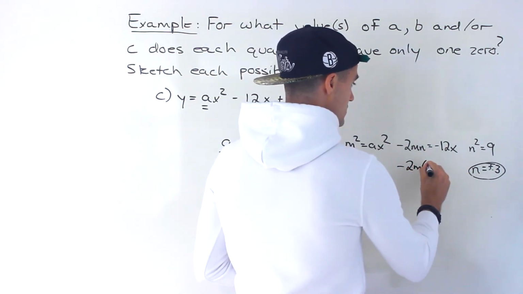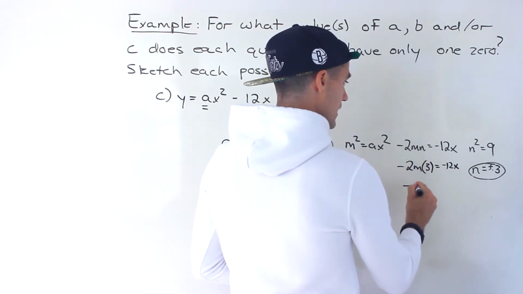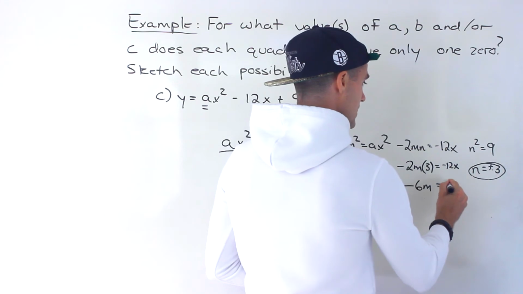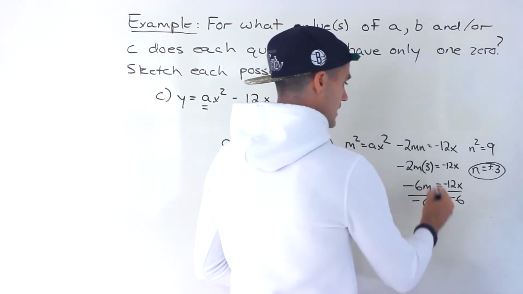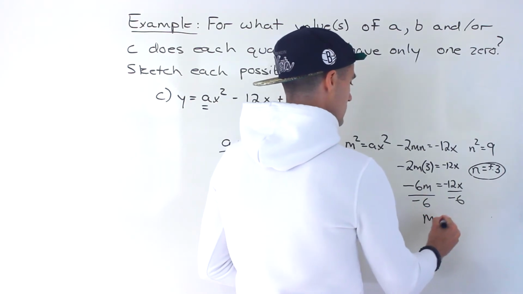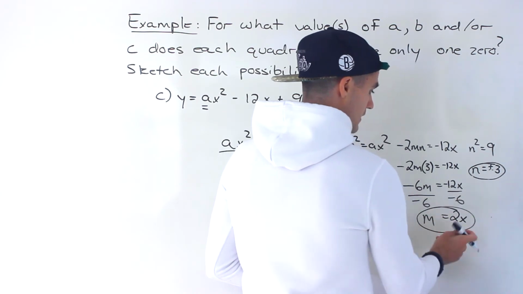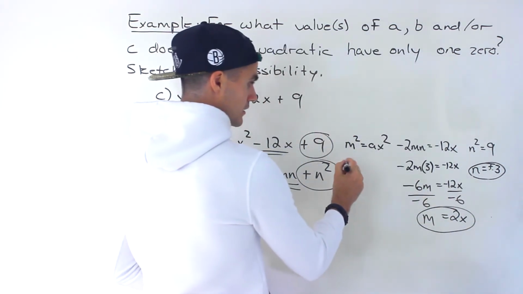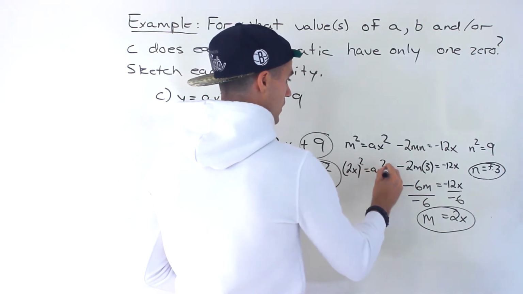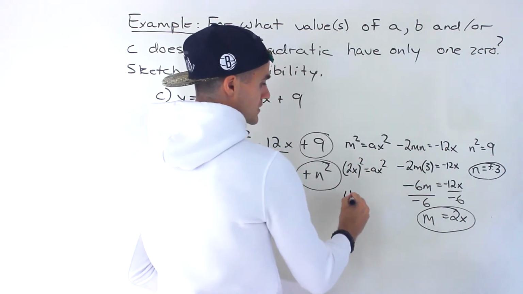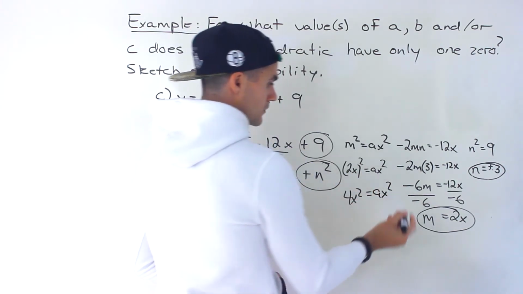Let's plug in positive 3 for n. We'll have -12x. So this would end up being -6m equals negative 12x, then divide both sides by negative 6 to get that m value by itself. So this would end up being positive 2x. Then we could take this, plug it in here. So watch what happens. 2x squared equals ax squared. This would end up being 4x squared. Remember, we got to square the 2 and the x. We end up with ax squared.